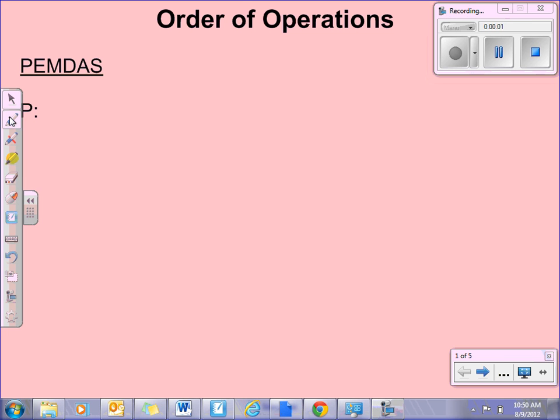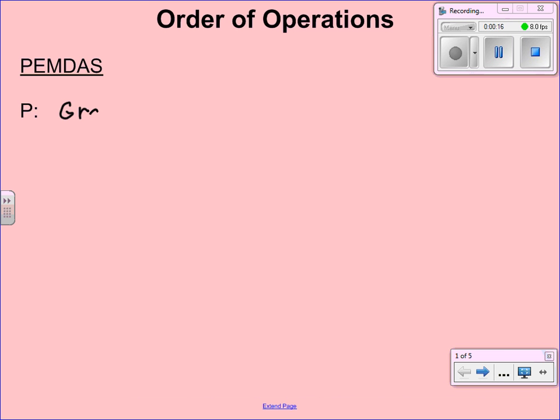Order of operations. You'll see at the top of your note sheet the word PEMDAS. Some of you have learned this as "Please excuse my dear Aunt Sally." This is just a way for you to remember what order the operations need to be worked. The letter P stands for parentheses, but oftentimes we call these grouping symbols or inclusion symbols.